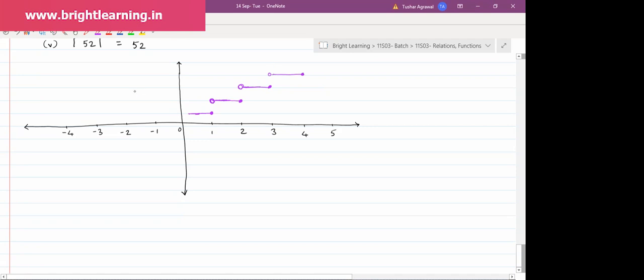Keep in mind the nature of hollow points and solid points also. Here will be hollow point, here will be hollow point. One minute, I'm committing some mistake. Yeah, sorry, this is not the.